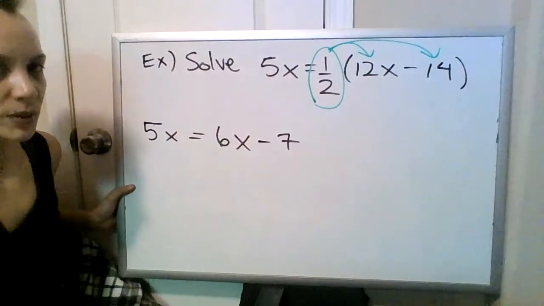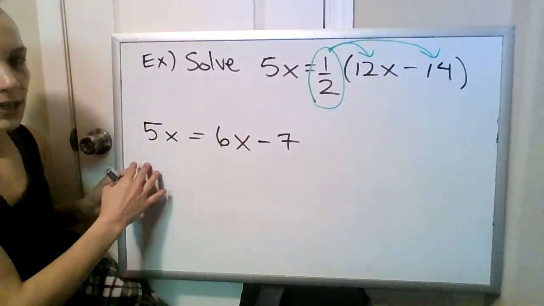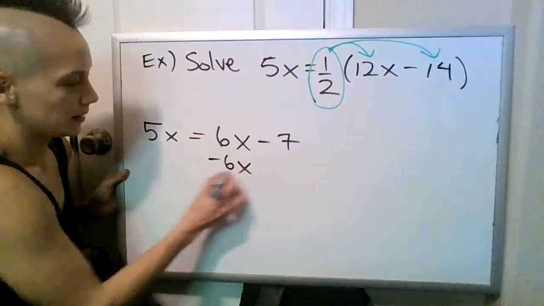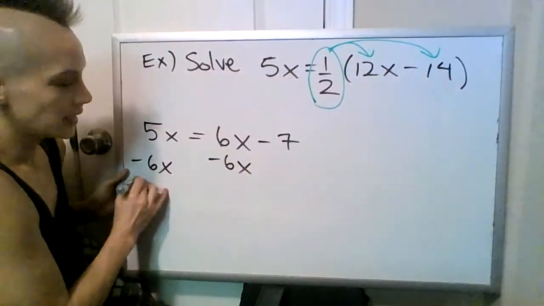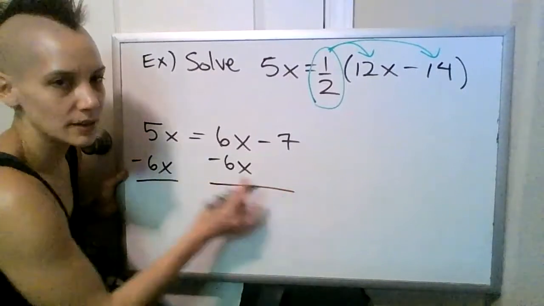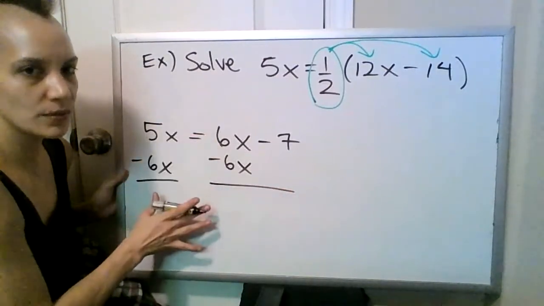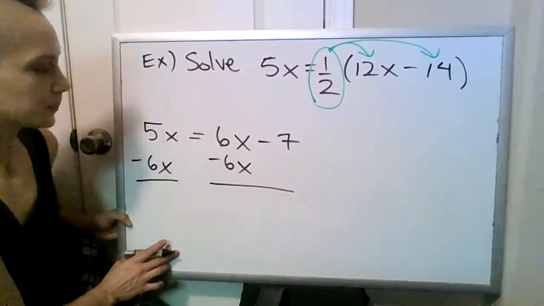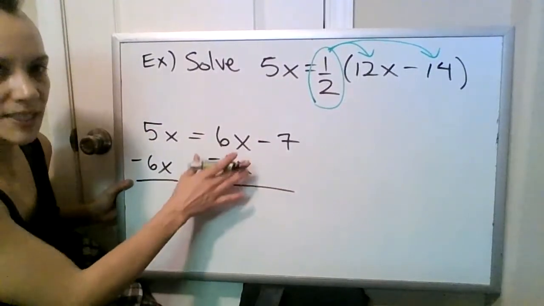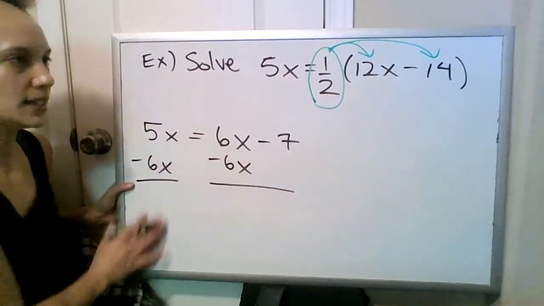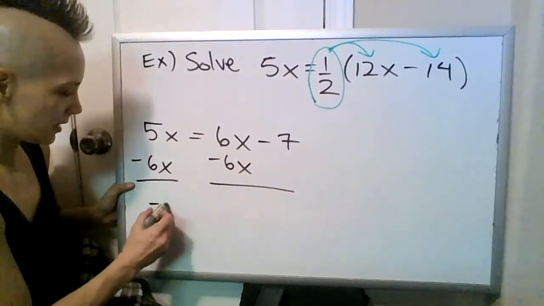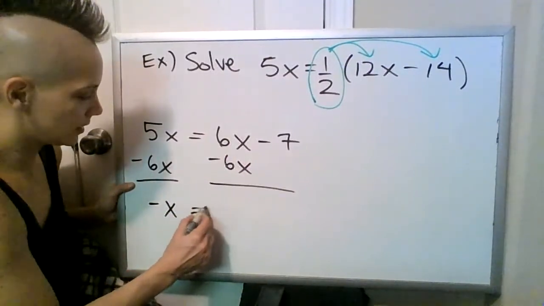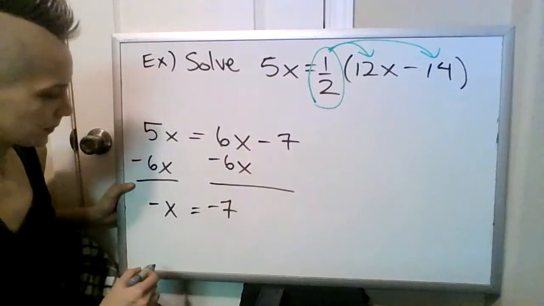Let's get the variable x to one side of the equation, and I can do that by subtracting 6x from each side. And just like the last problem, there are multiple ways to solve the equation. As long as you follow the right rules, we'll get the same answer. This is one way: subtract 6x from both sides. A negative x on that side equal to -7 here.